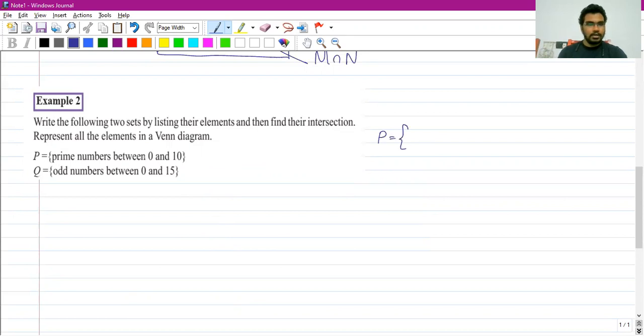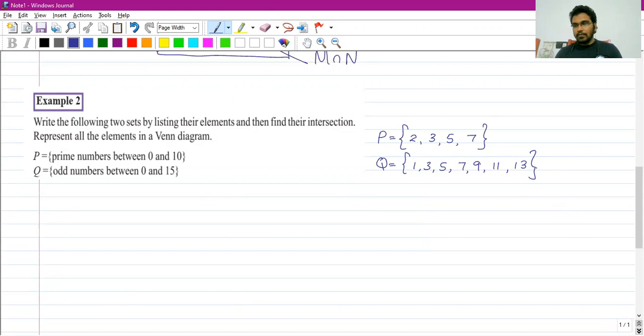P set: prime numbers between 0 and 10. Prime numbers between 0 and 10, we can take 2, 3, 5, 7. Yes, so those are the prime numbers between 0 and 10. Shall we take the Q set? Odd numbers between 0 and 15. So odd numbers 1, 3, 5, 7, 9, 11 and 13. They have told that between 0 and 15, so we cannot take 0 or 15. We have to take all the values between these two numbers. So we can take this as the set.